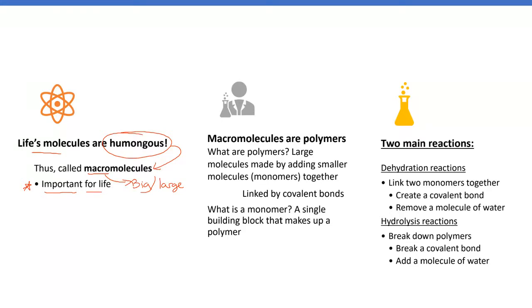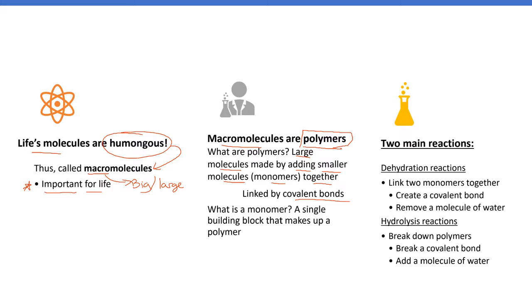Okay. Now, how do we make macromolecules? Well, first of all, let's define a couple of things. Macromolecules are called polymers. So macromolecules are polymers. And what is a polymer? A polymer is a large molecule that is made by adding smaller molecules, or monomers, linked together. Okay, and we're going to be linking them together by making covalent bonds. So these macromolecules are linked together by covalent bonds.